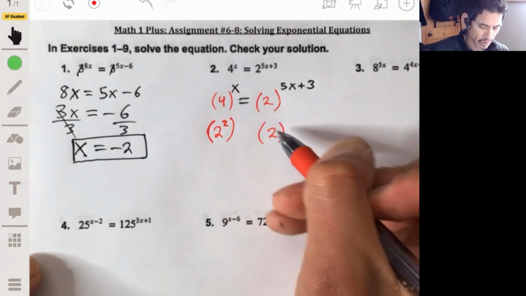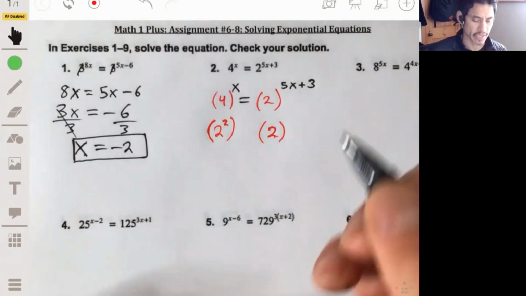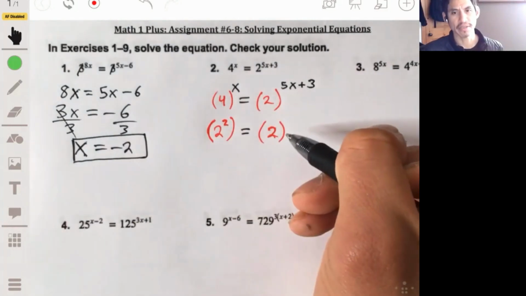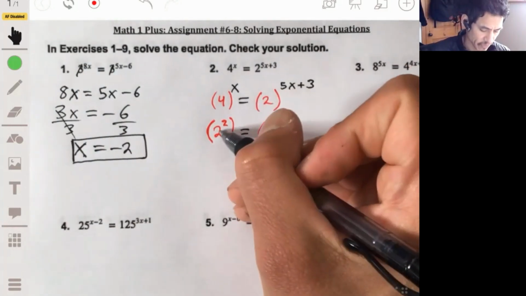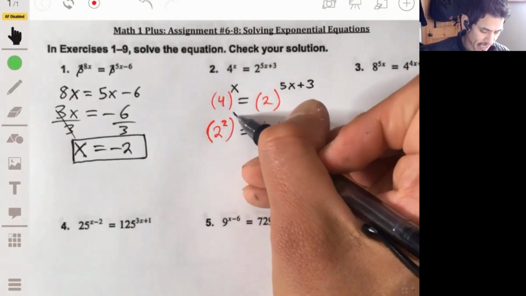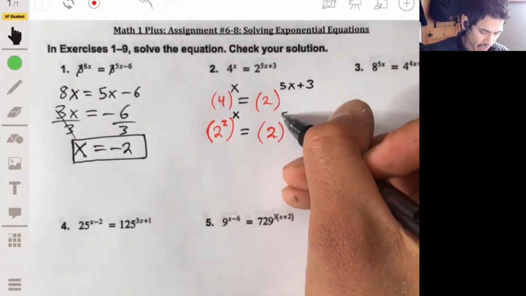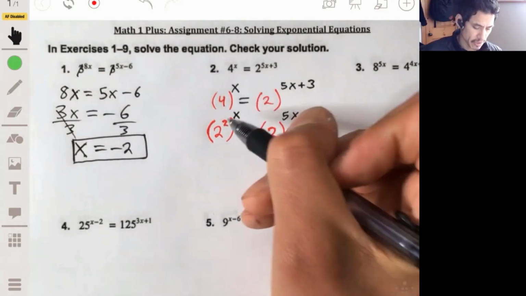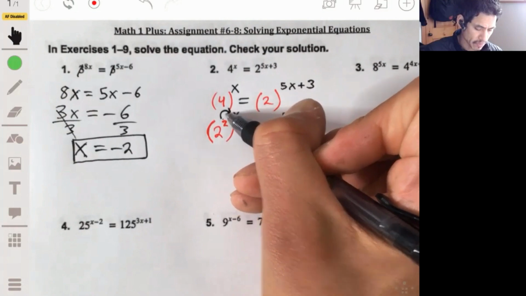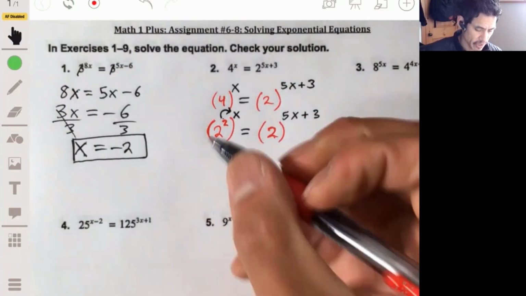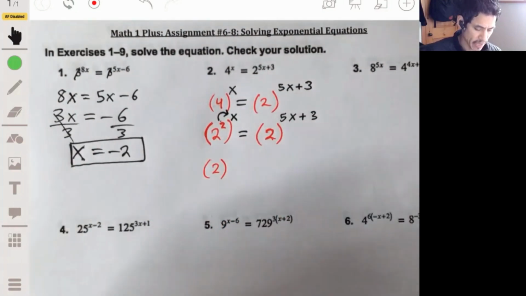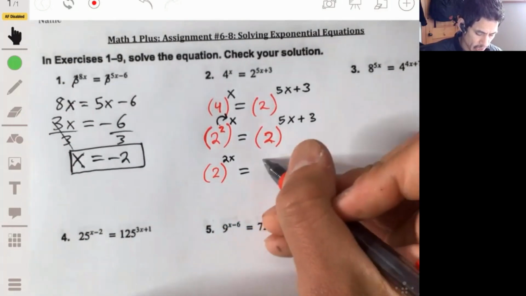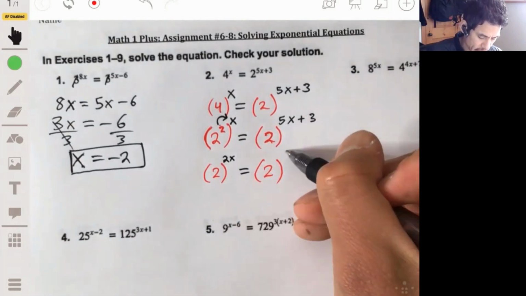We already have 2 on the right, so we just leave it like that. And so we have 2 to the 2 to the x on the left side and 2 to the 5x plus 3 on the right. Now we need to distribute this 2 exponent to that x, giving us 2 as the base, and on the outside we're going to have 2x. And then the right side stays the same.